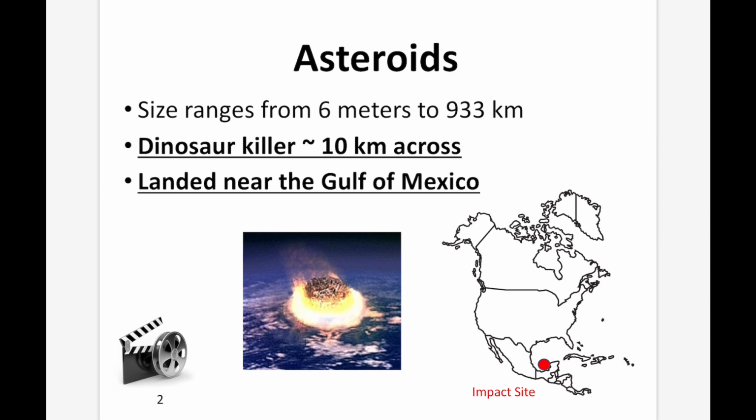Now, asteroids range from anywhere from 6 meters to about 933 kilometers. The dinosaur killer asteroid, the Chicxulub asteroid, was about 10 kilometers across, and it landed near the Gulf of Mexico. And you can see the impact site highlighted right here. This 10-kilometer across asteroid created such devastation on Earth that it wiped out most of the living things, including the dinosaurs, which in hindsight is a really good thing because it allowed us to evolve.